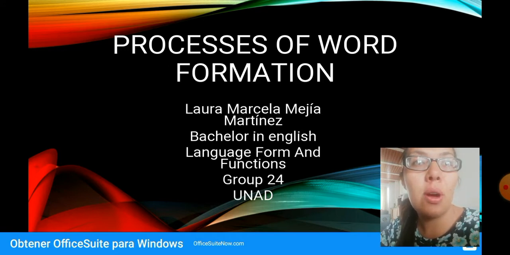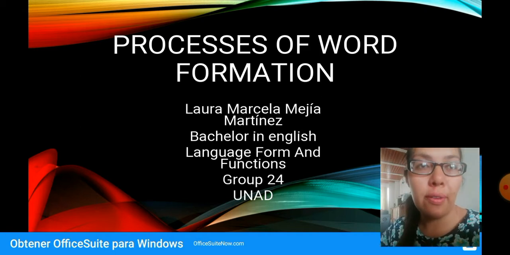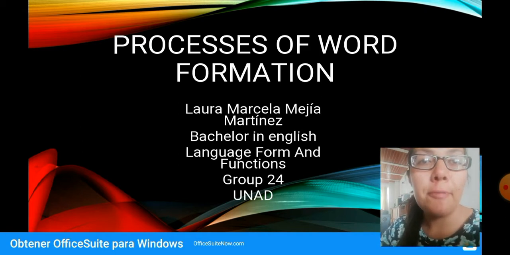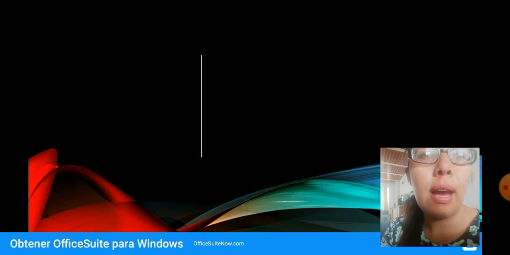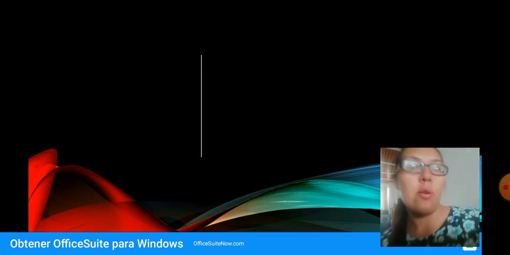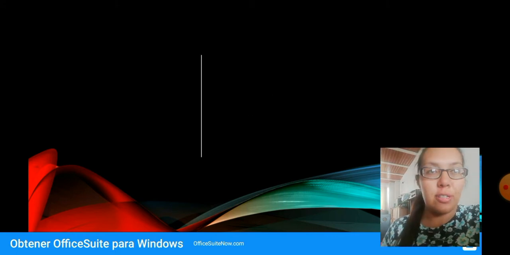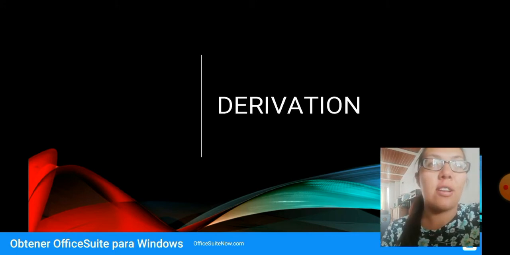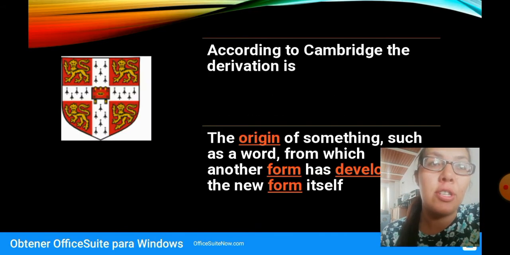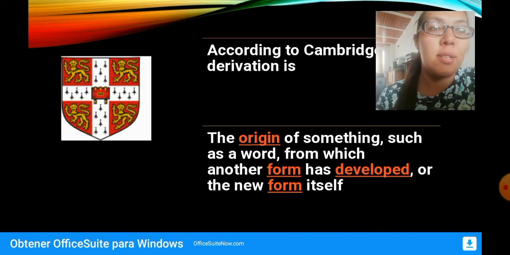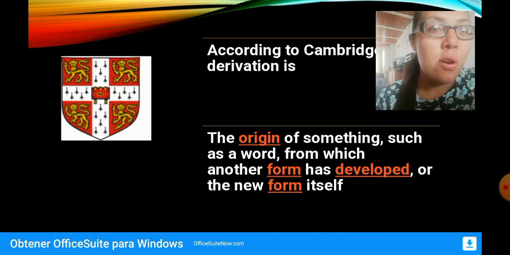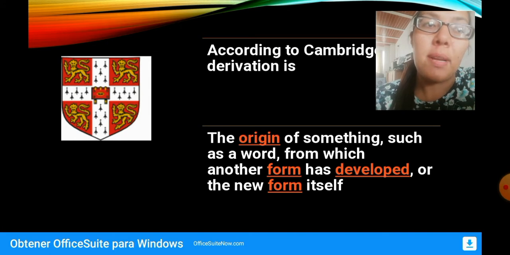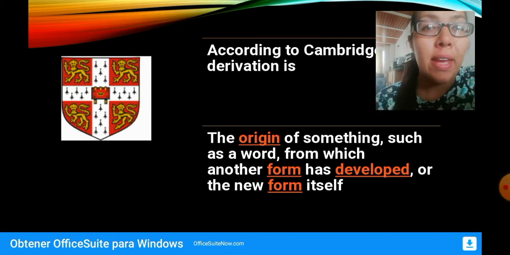In this homework, we have the word formation processes. At this point, I chose to work with derivation. Derivation, according to the Cambridge dictionary, is the origin of a word from which another form has been developed, or the new form itself.